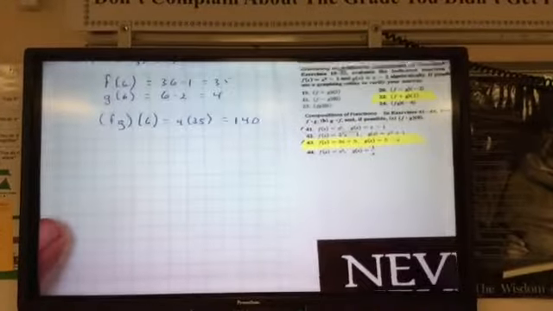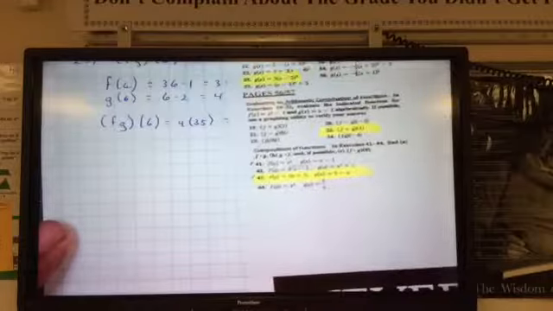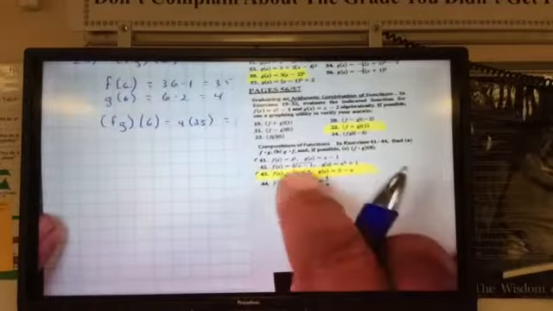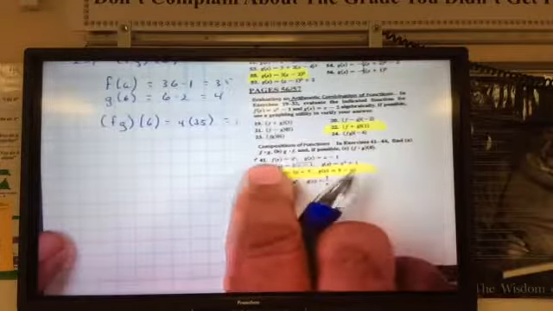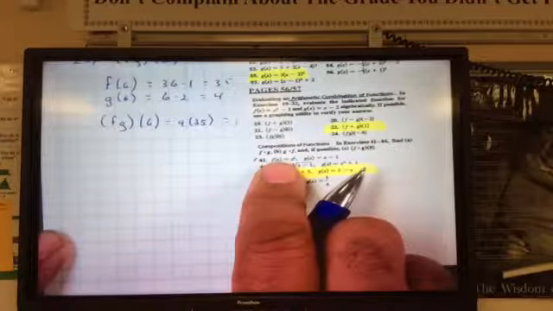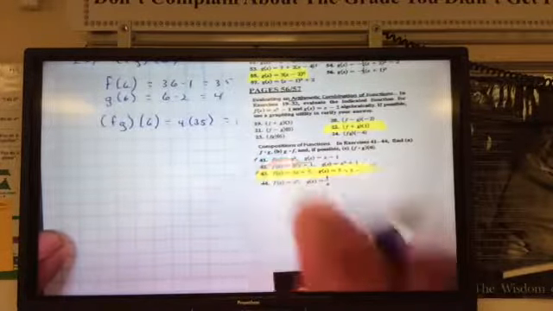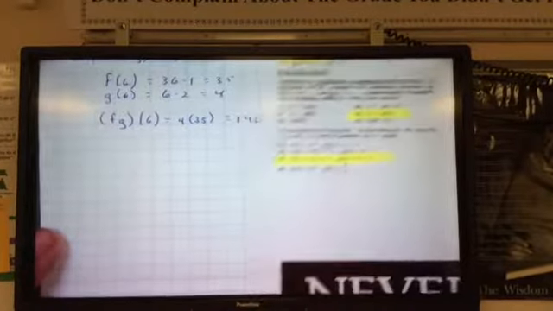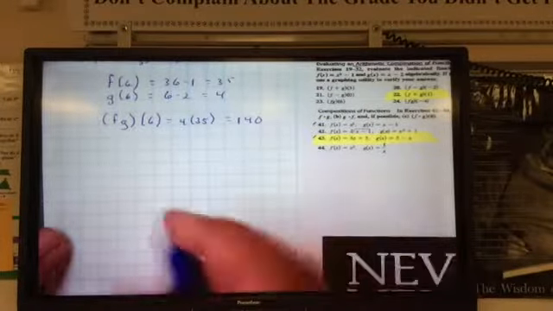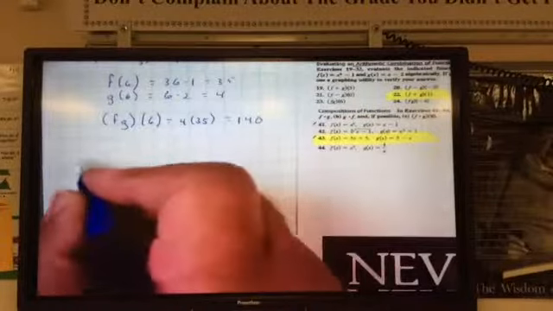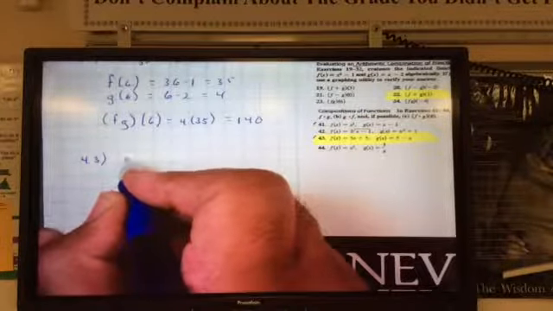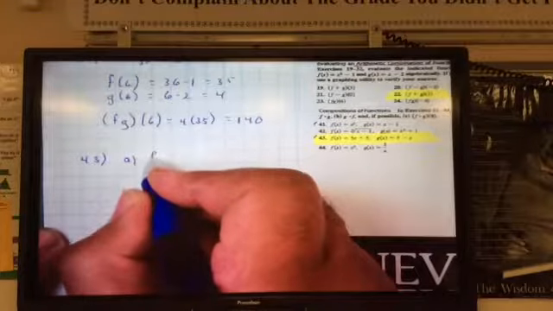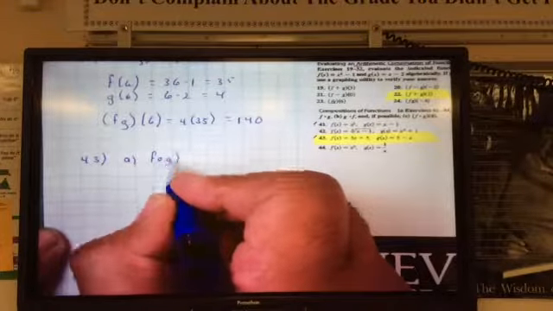Now the last section on here is composition. Now composition is different from arithmetic. Composition, you work from back to front. And in this case here, I gave you a number. When you did it on the homework, it was a literal insertion, but on this, we're going to use a number. That number was 3. So let's look at number 43 on this one. So what we're looking for is part A is going to be f composed of g of 3.